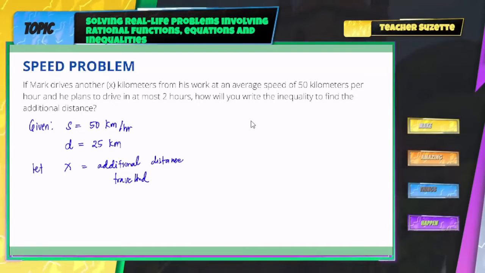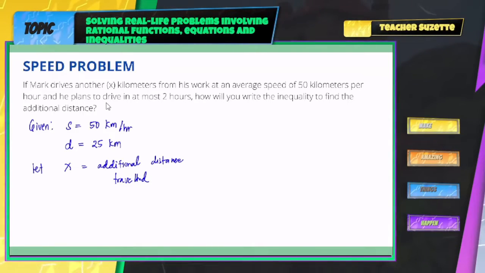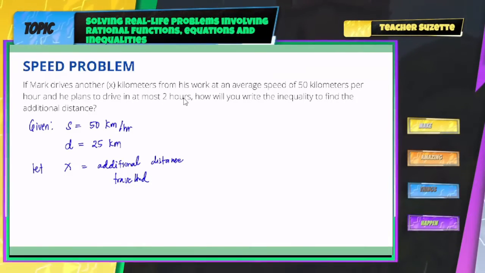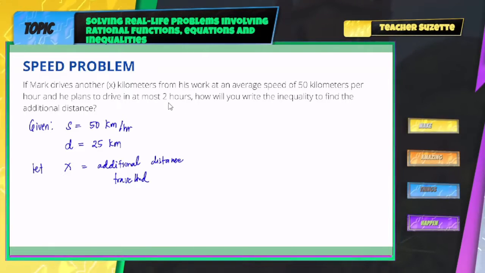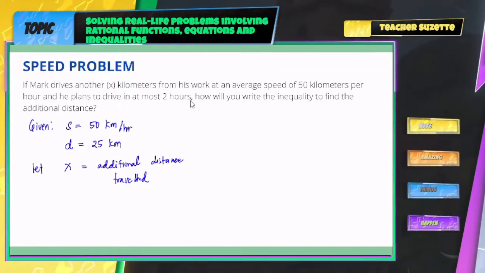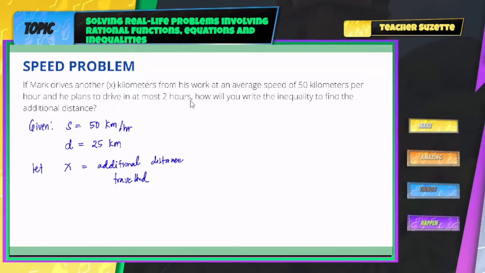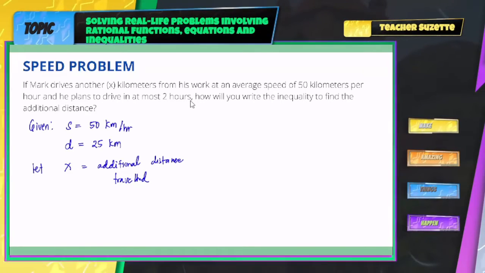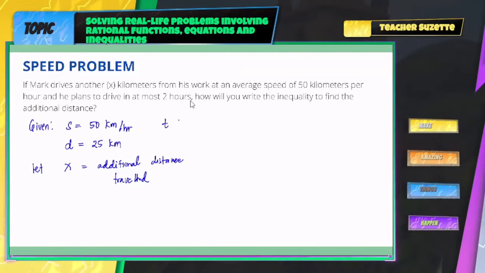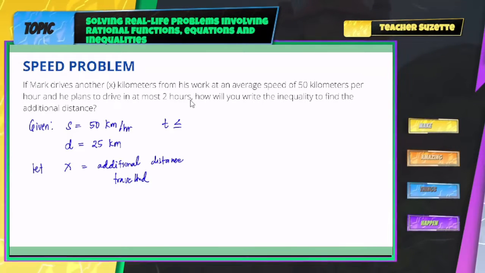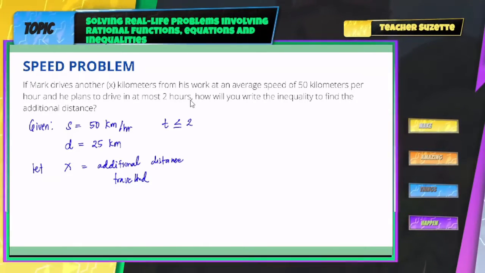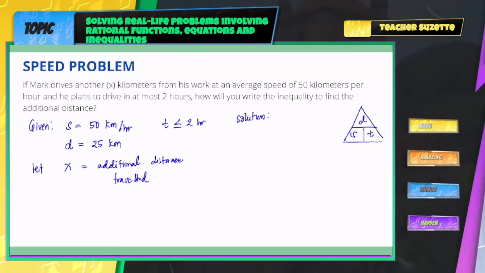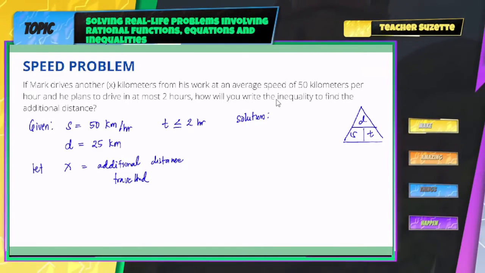We also have here yung ating he plans to drive in at most 2 hours. So, it means that we have our time but expressed as at most, or our time will be less than or equal to 2 hours. For this problem, we are asked to write our inequality representation.